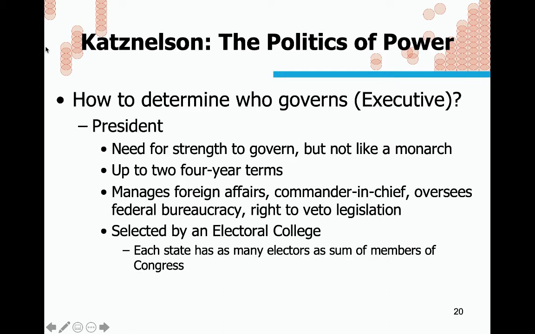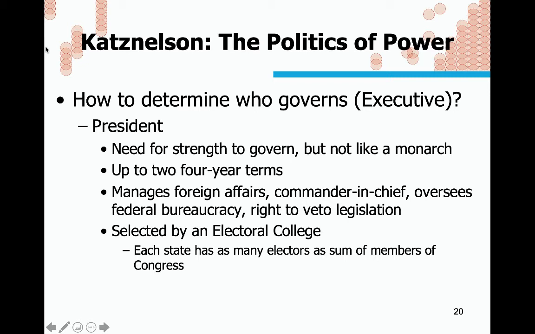Think about the executive here. There was a decision to create the role of president because there was a recognition for a need for strength to govern, but not like a monarch. Again, the Articles of Confederation didn't provide for a president as such, because the founders were fearful of a monarch-like figure. But by the time the decision was made to scrap the Articles of Confederation, the reluctant decision to create a presidency was made. Subsequently, a president can only serve 2 4-year terms.